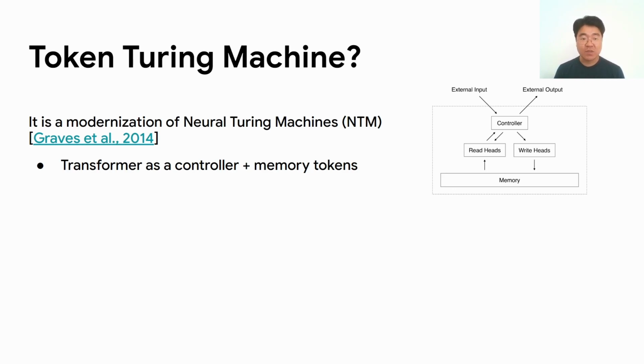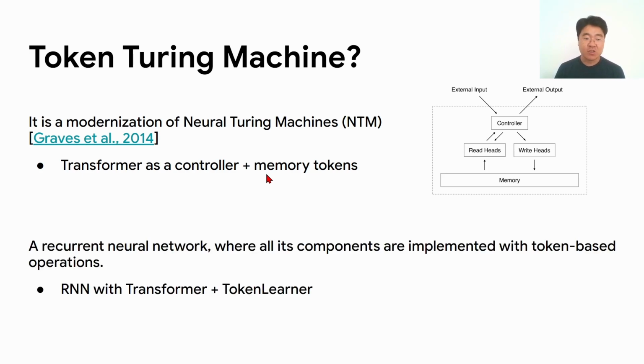Token Turing Machine could be viewed as a modernization of neural Turing machine, which was designed to process a sequence of long inputs. We are modernizing neural Turing machines by using a transformer as a controller and by implementing memory as a set of tokens. We can also view Token Turing Machine as a recurrent neural network, where all its components are implemented with token-based operations. More specifically, we can view it as an RNN with a transformer plus token learner.